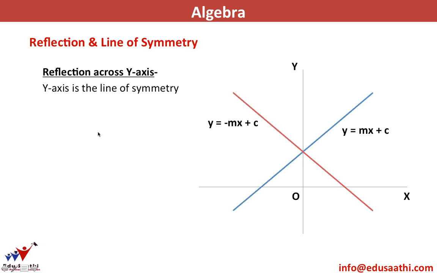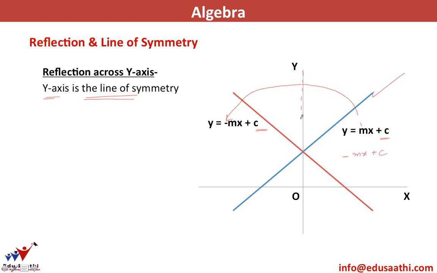Reflection across the y-axis. Now, if the reflection is across the y-axis, the y-axis will become the line of symmetry. The slope will be changed, but the intercept will remain the same. So if you have y is equal to mx plus c, it will become y is equal to minus mx plus c again.